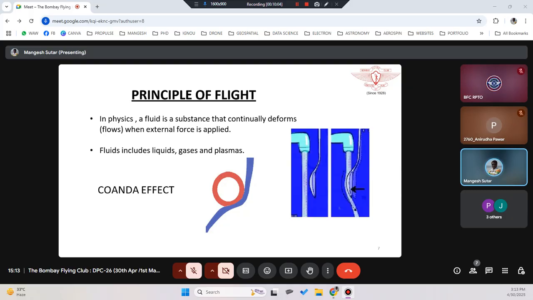Now this fluid includes liquid, gases, and plasma. When an external force is applied on the fluid, and the substance deforms or takes the shape of that particular surface, it is called the Coanda effect. So the air that is flowing above the wings will have a Coanda effect. Now what happens because of this Coanda effect?